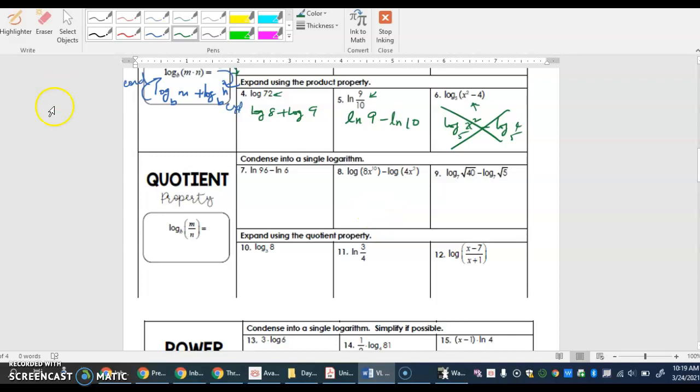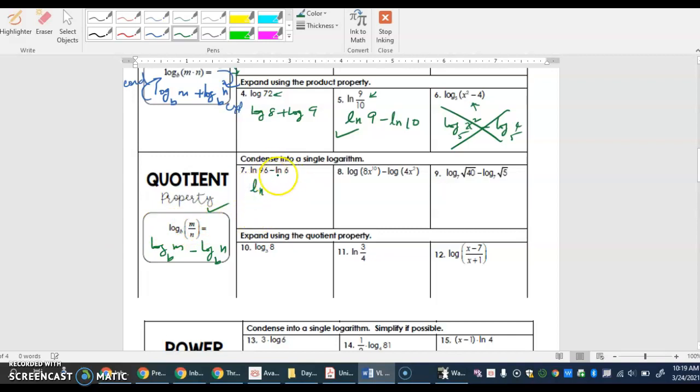So coming to quotient property, quickly, log m base b minus log n base b. So what we have seen here is, as I told you, now we are expanding by writing this. When you're given this, you are condensing to that. So here he is asking you to condense.